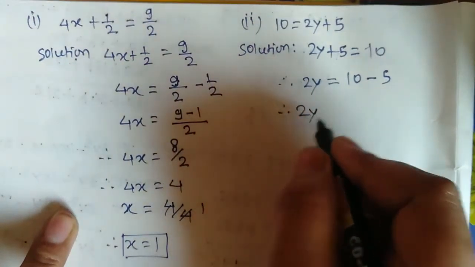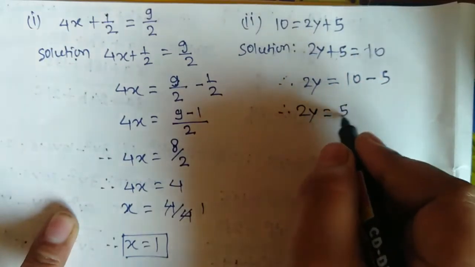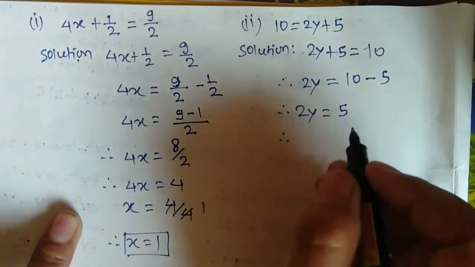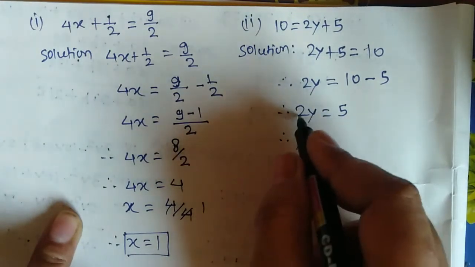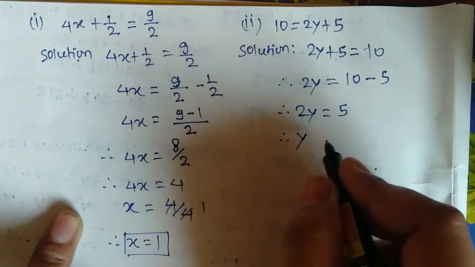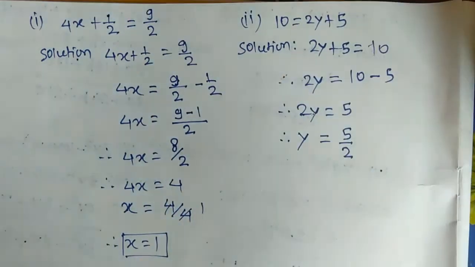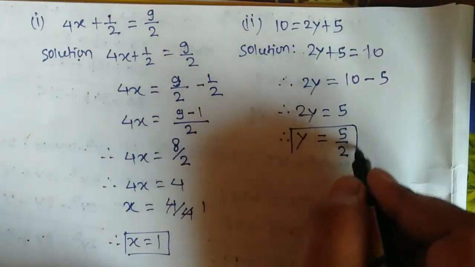So twice y is equal to 10 minus 5, which is 5. Now this 2 goes to the right side, it becomes divide because it is multiplied with y. So y is equal to 5 divided by 2. And this is the final answer.